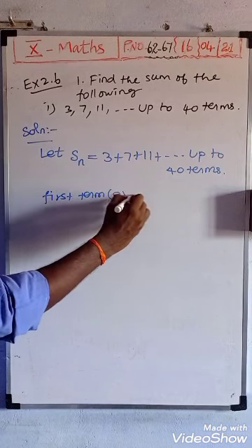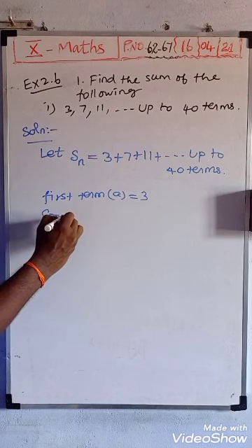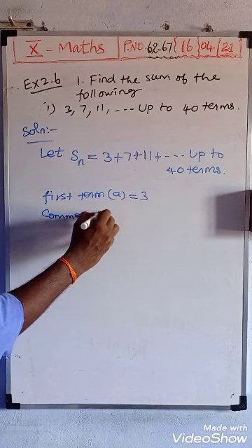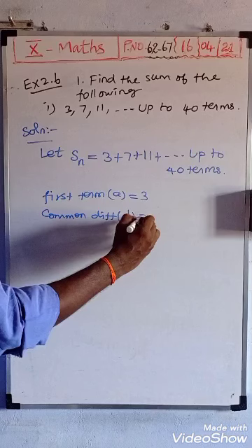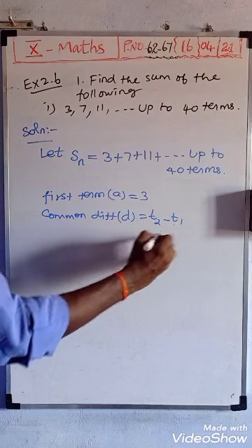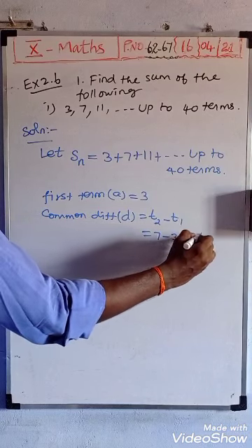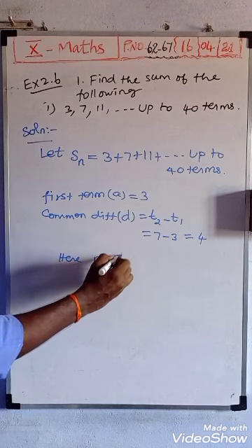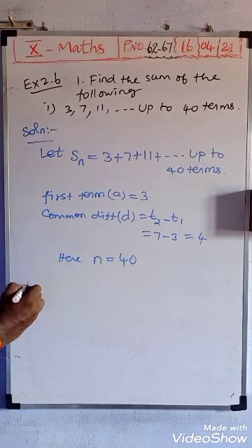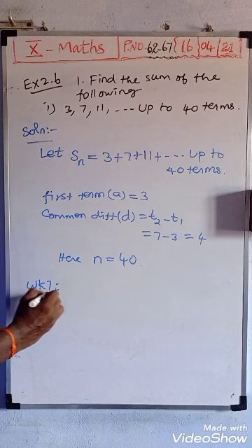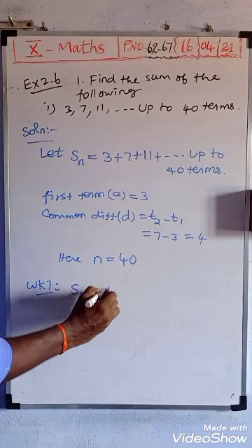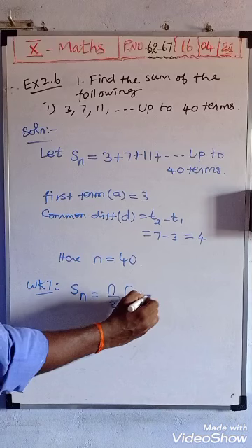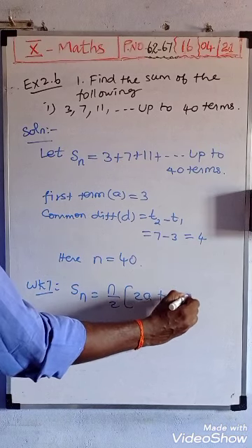First term A is equal to 3, then common difference D is equal to T2 minus T1, so 7 minus 3, 4. Next, here n is equal to 40. So we know that the sum of the arithmetic series Sn is equal to n by 2 into 2a plus n minus 1 into d.